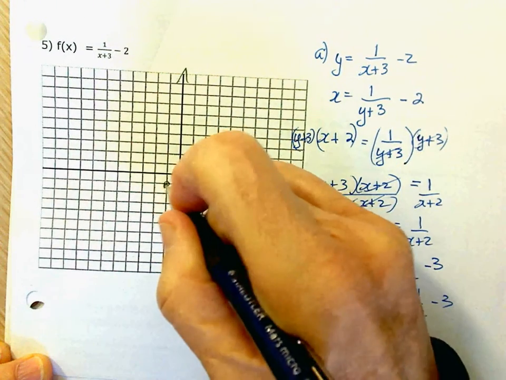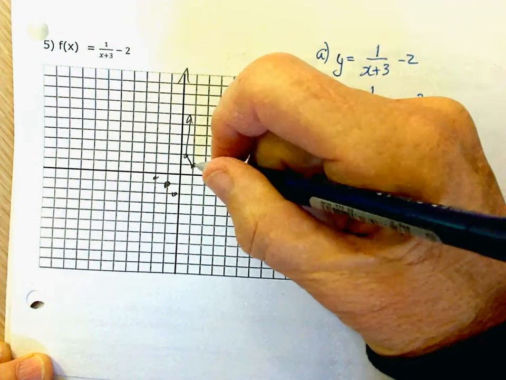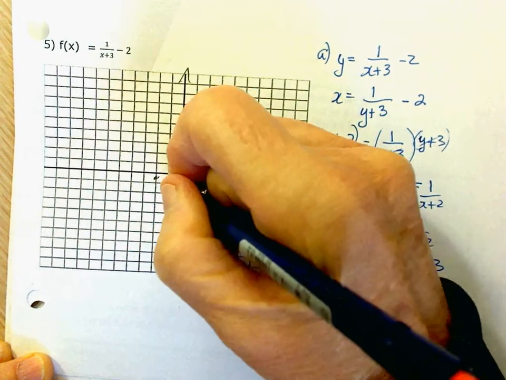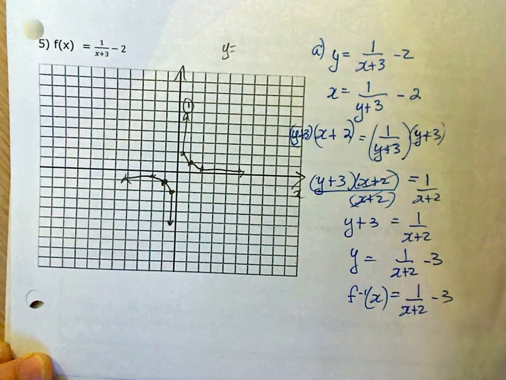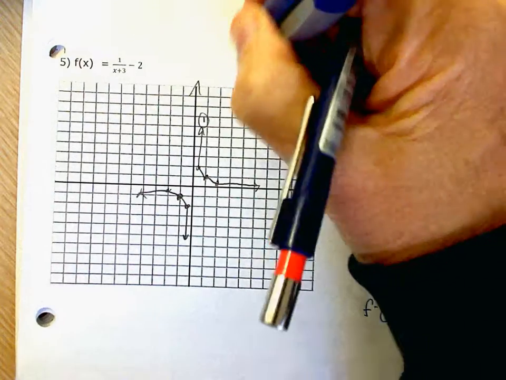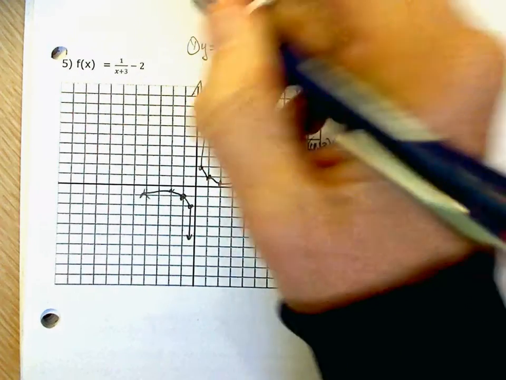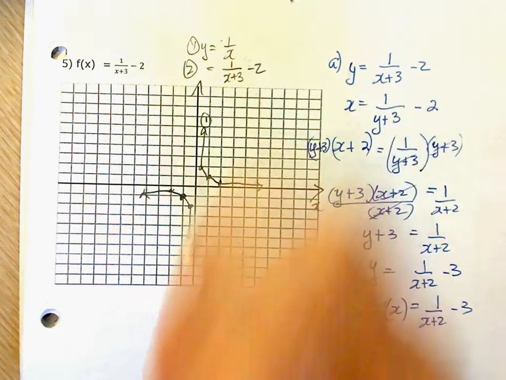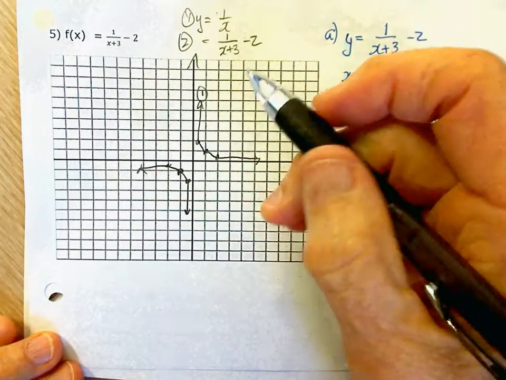You only need those points. I'm just going to graph using transformations. Graph number 1 is y equals 1 over x, just to help us for reference purposes. Graph number 2 will be 1 over x plus 3 minus 2. I'm going to do that in red so it stands out. So we go left 3, down 2.